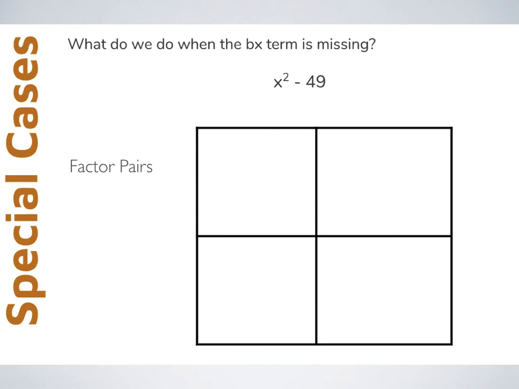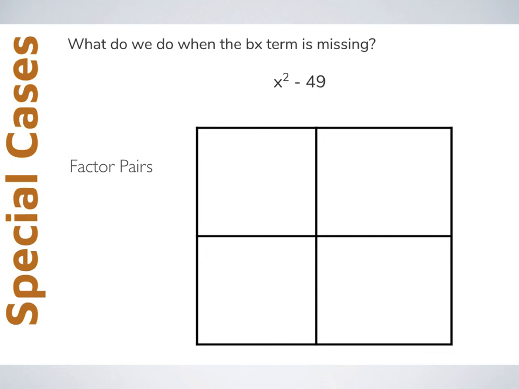All right, final one. This is a special case. What happens when the bx term, that middle piece, is missing, right? Well, not much really, but a question you always want to ask yourself is, what are the factor pairs of negative 49? How could I get negative 49? In terms of whole numbers, there's really only one option. Well, actually, there's two options. There'd be 1 and negative 49.